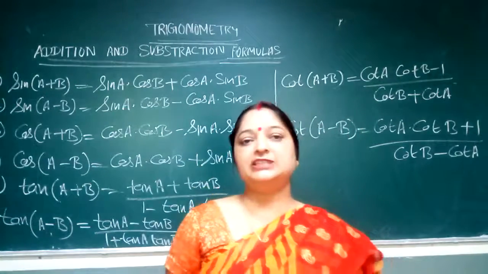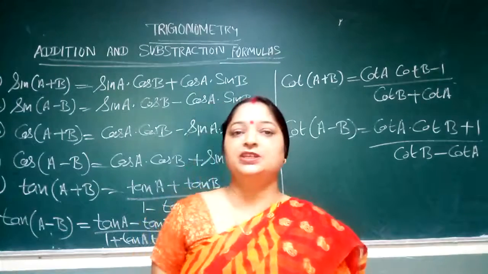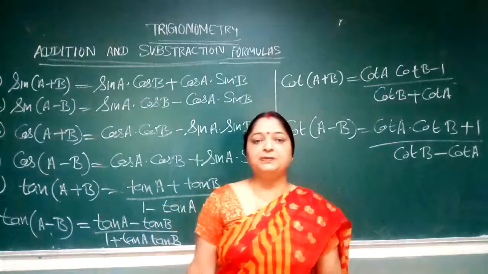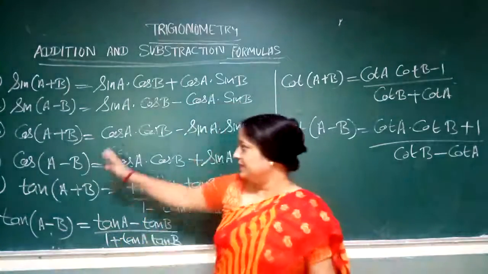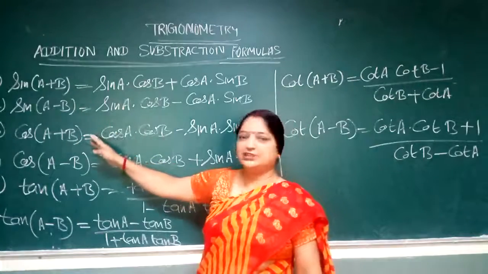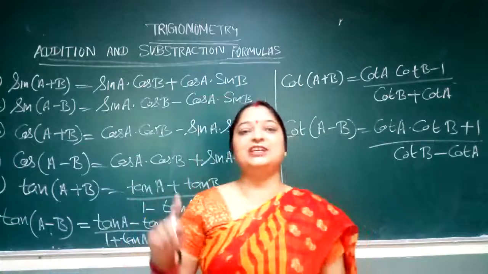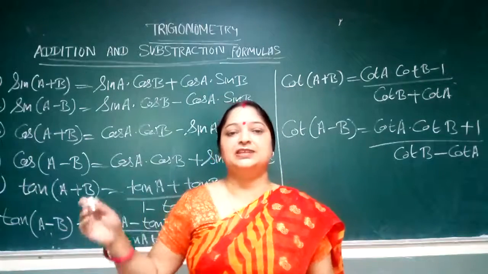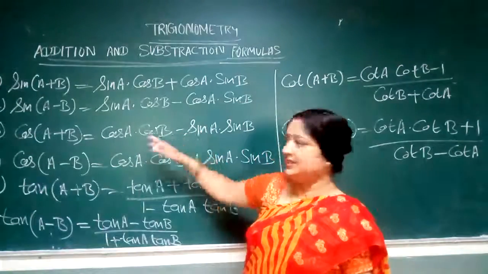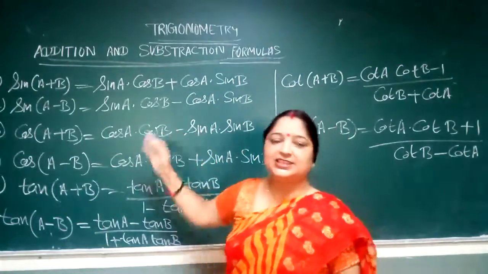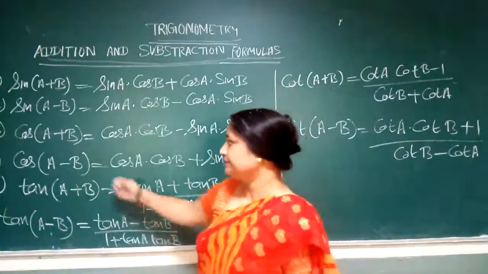Similarly the next formulas, cos of a plus b and cos of a minus b. Again I am giving you a memory tip to learn these formulas. Cos means boss. No one is needed, no sun, cos is the boss, so it will come alone. So it will be cos a cos b. Minus means he doesn't want to take help from the sun, he is leaving the sun, so minus sin a into sin b.